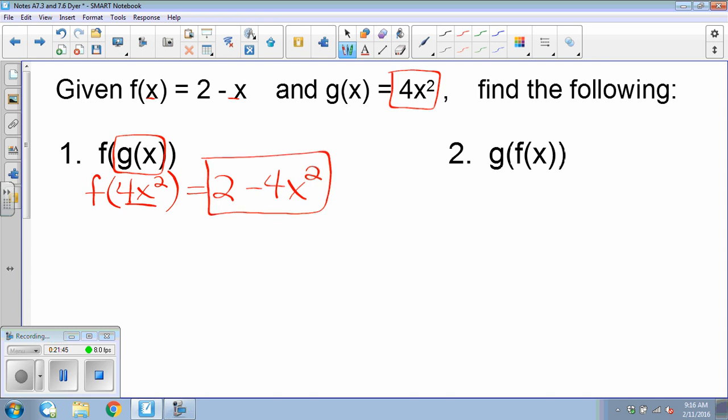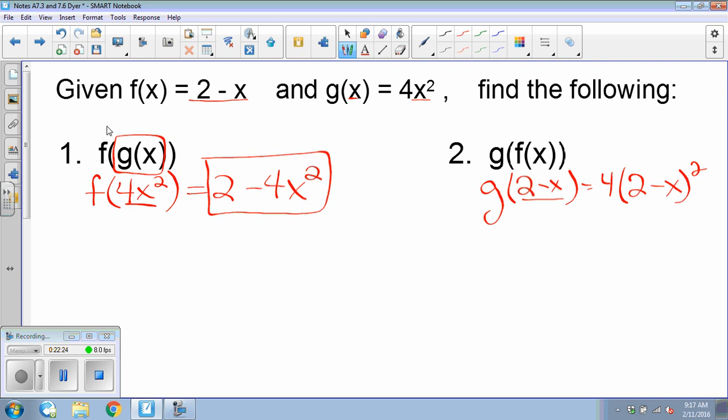Okay, in number 2, I have to find g of f of x. So f of x is replaced with 2 minus x. So g of 2 minus x. Now, in my g function, which is right here, I'm going to replace x with 2 minus x. So instead of there, it's going to be 4 times 2 minus x squared.